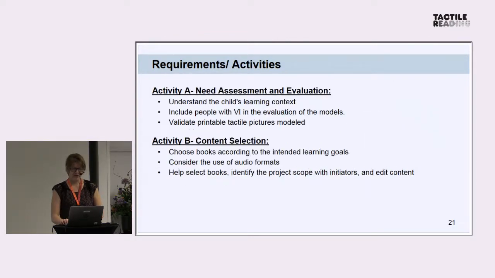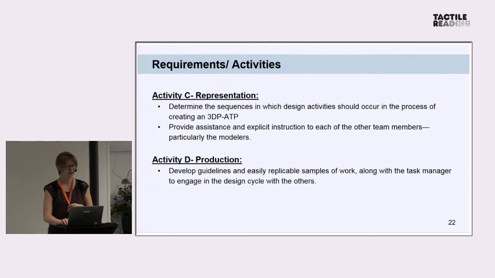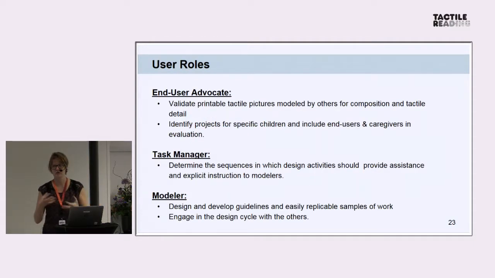And so we recognize that there are 4 kind of activities. There's the needs assessment and the actual evaluation of the product, the need to select content from books that should be appropriately transcribed, considerations about the actual type of representation that occurs, and then again thinking about the production and making sure that is organized well. And so there are 3 main roles that we identified: the end user advocate, the task manager and then the modeler.